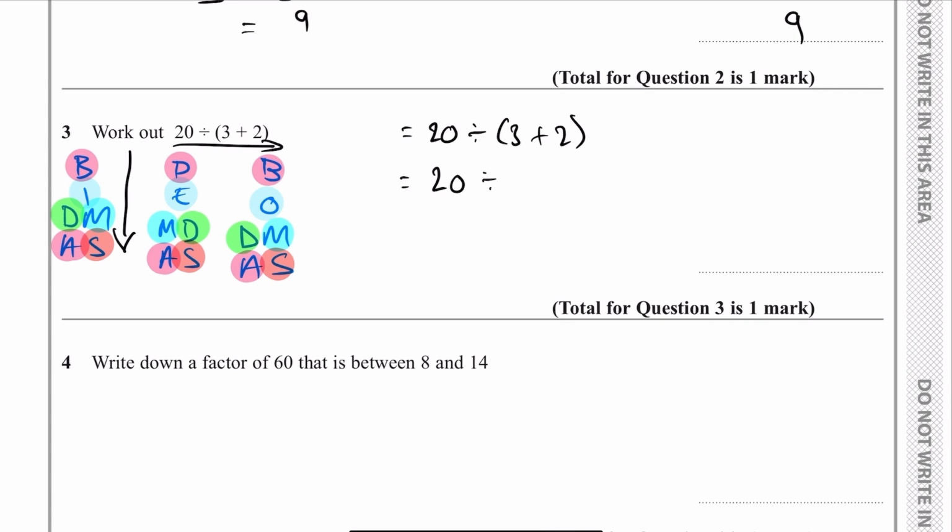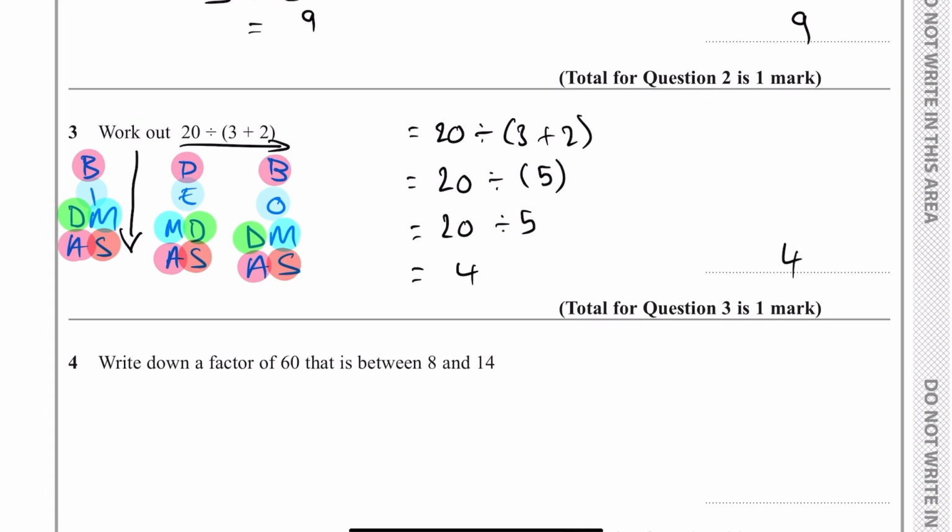Here we have 3 plus 2, which equals 5. We can replace the expression in the brackets with 5, so our equation now looks like 20 divided by brackets 5. Since we don't need the brackets anymore, we can remove them and we're left with 20 divided by 5. Now we perform the division. 20 divided by 5 gives us 4, which is our answer. So by following these simple steps, we find that 20 divided by 3 plus 2 equals 4.